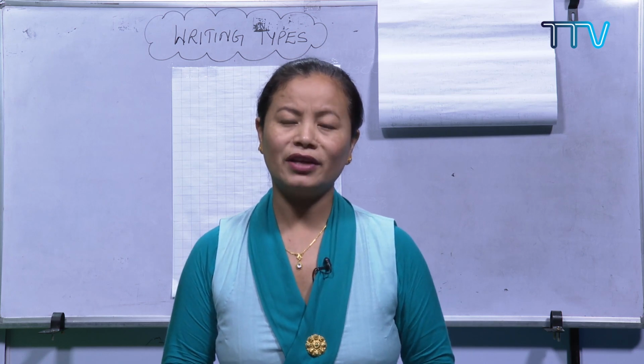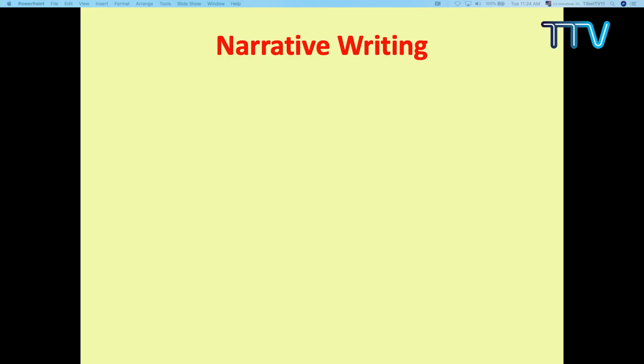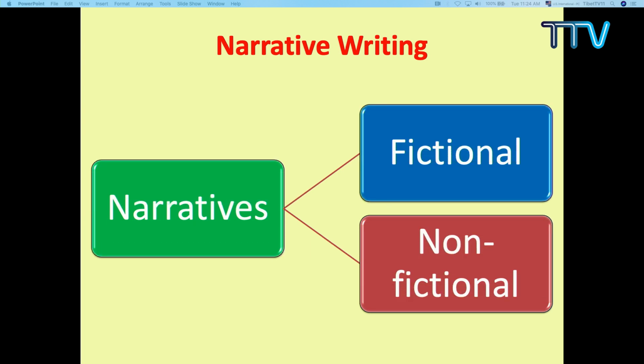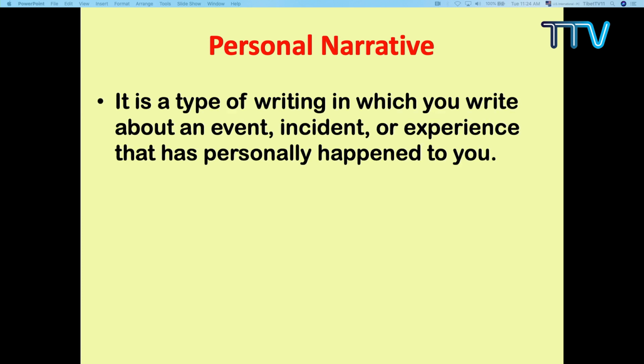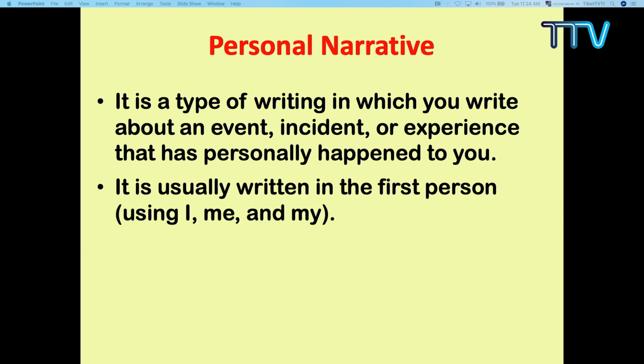I told you narratives can be fictional as well as non-fictional. And then I told you that narrative writing can be personal. The word personal itself tells you it's something to do with yourself. It is a type of writing in which you write about an event, incident, or experience that has personally happened to you. And it is usually written in the first person using I, me, my. And if you remember, I narrated an incident that happened to me.